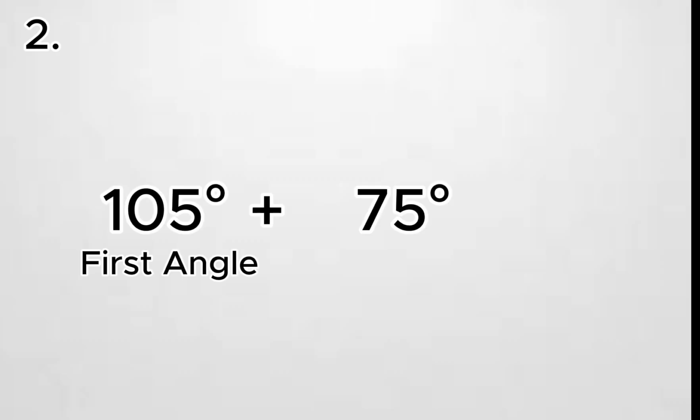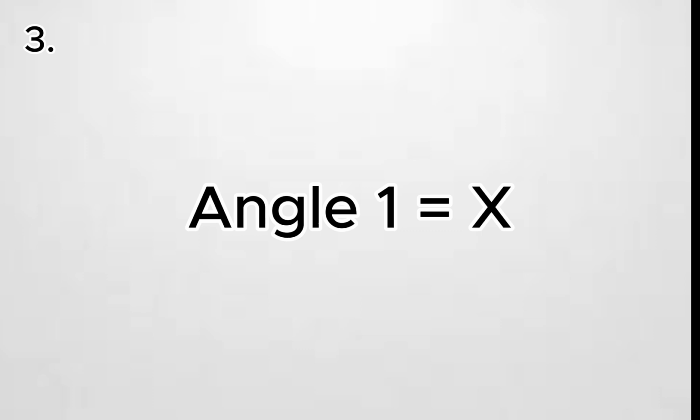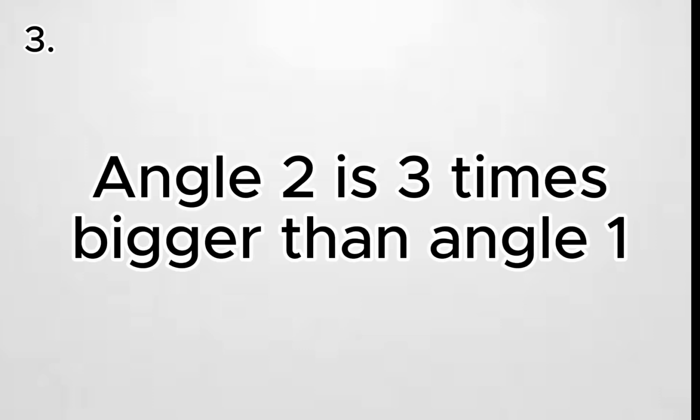To double check our answers, we can simply add 105, the first angle, and 75, the second angle, and yes, it gives us 180. Our third type of question is when one angle is a certain amount of times bigger than the other. Let's say we represent angle 1 as x, and angle 2 is 3 times bigger than angle 1. How could we find each angle's degrees?